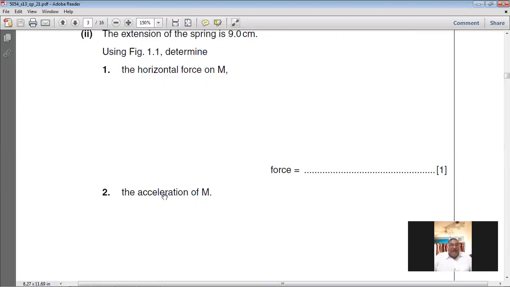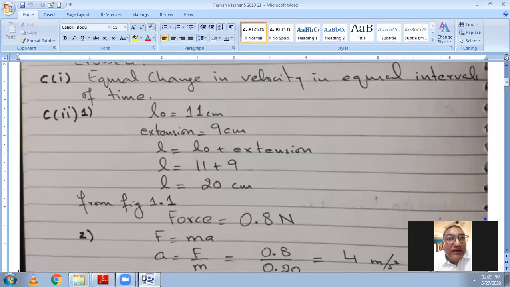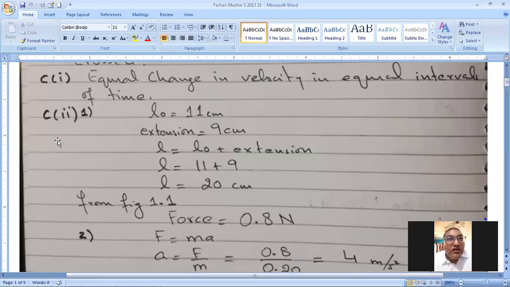I have done this on a paper also. Let me show you my work. So you can see second part, first portion. L0 is 11 centimeter, extension is 9 centimeter. So the new length will be L0 plus the extension. L will be equal to 11 plus 9, and L will be 20 centimeter. By using the figure 1.1, at the length of 20 centimeter, the force is 0.8 Newton.